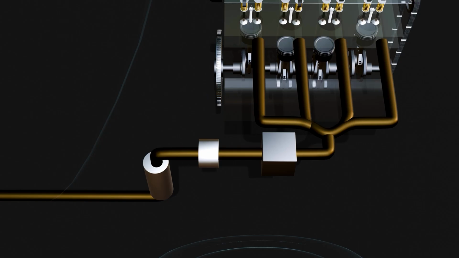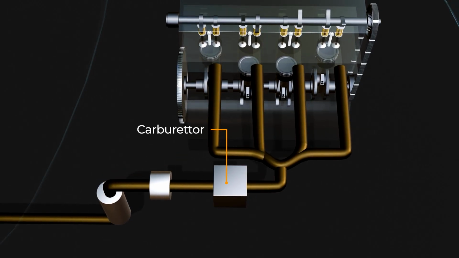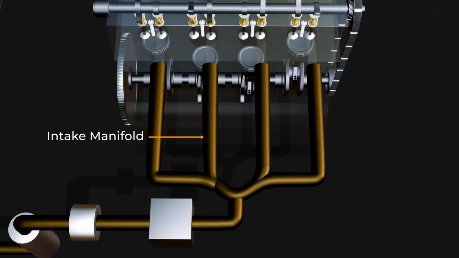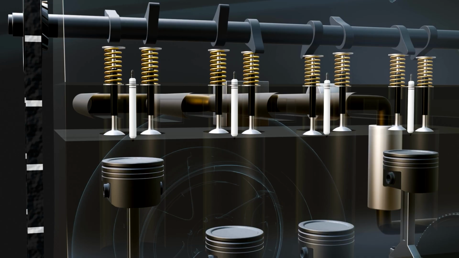The clean fuel then reaches the carburetor or fuel injection system, where it mixes with air in precisely controlled ratios. This fuel-air mixture travels through the intake manifold, a network of tubes that distributes the mixture evenly to each cylinder. The manifold connects to ports in the cylinder head that lead directly to the intake valves. When these valves open during the intake stroke, the mixture rushes into the cylinder, ready for compression and combustion.